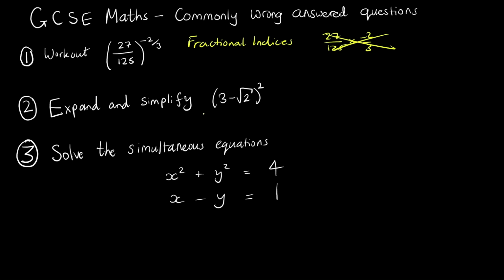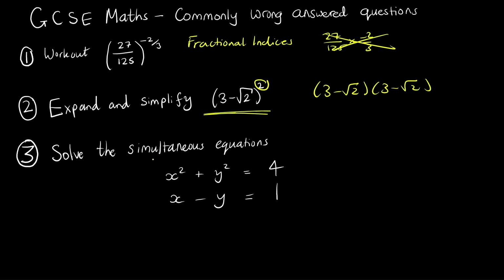This one: expand and simplify this. The most common wrong answer for this would be 9 minus 2, which it isn't. What you've got to realise is that when we've got a squared, it means times everything by itself. That means we've got a bracket times the same bracket, and you've got to then expand those as double brackets.